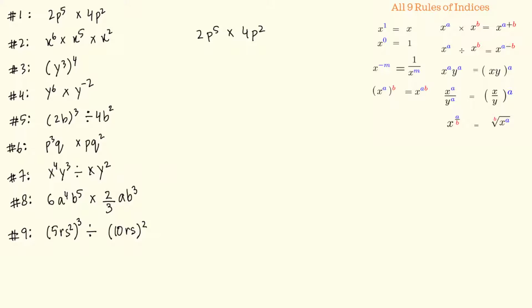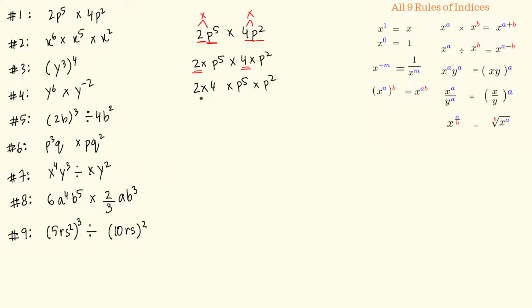So to evaluate this, first I'm going to write this 2 and this p to the 5 separately. Since these two are getting multiplied, I can write this like this: 2 times p to the 5. And for this 4p square, I'm also going to break this up because these two are getting multiplied by each other. So I can write this like 4 times p square. Now I'm going to multiply the two integers over here. 2 and 4 are integers over here, so I can multiply these two. So I'm going to write it like this: 2 times 4 times p to the 5 times p square.